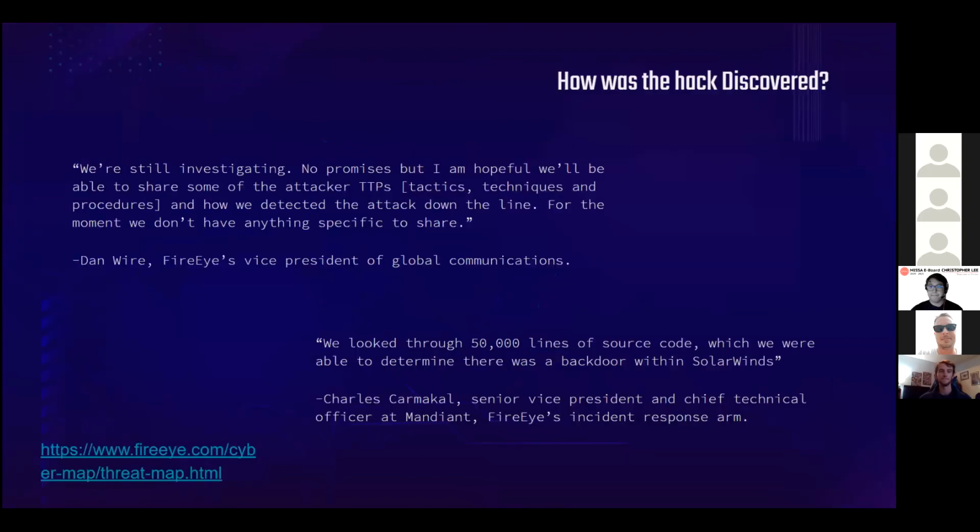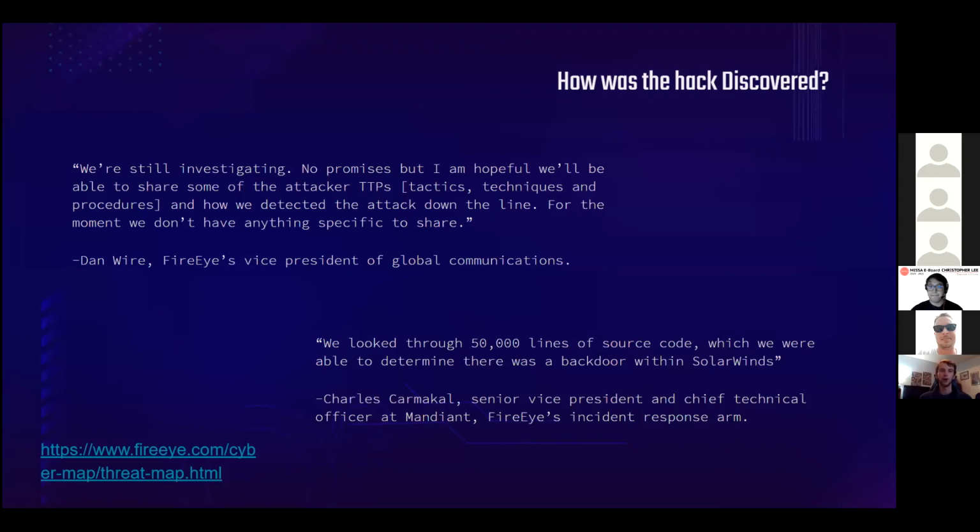Next slide. And so I'm just going to finish off my section with some quotes. According to Dan Wire, FireEye's Vice President of Global Communications, when asked how the hack was discovered, he said, "We're still investigating. No promises, but I'm hopeful we'll be able to share some of the attackers' tactics, techniques, and procedures on how we detected the attack down the line. For the moment, we don't have anything specific to share."